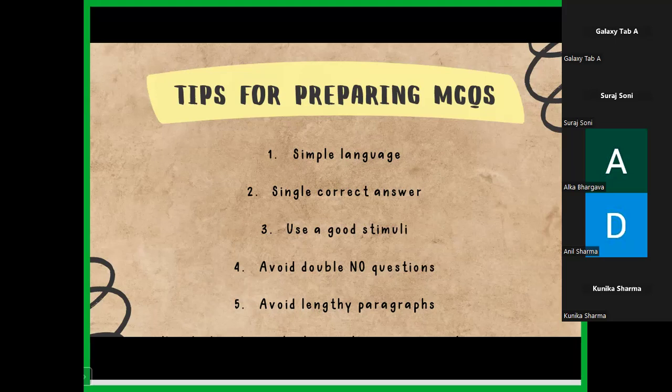So as social science teachers, we have to understand that it is the concept that we have to test. We don't have to test the language of the child. That is for English teachers to do, right? So the language of the question should be very, very simple and it should be age appropriate.